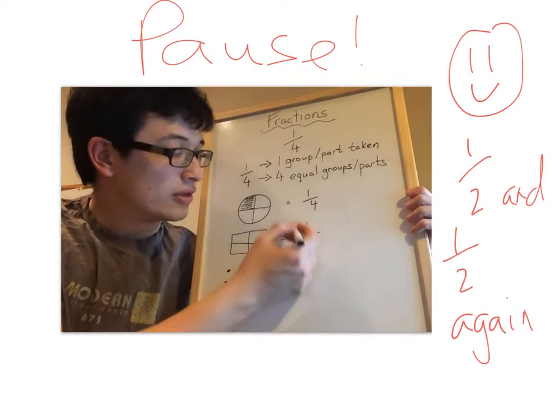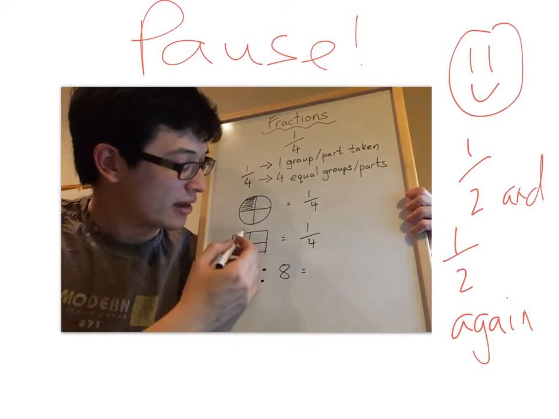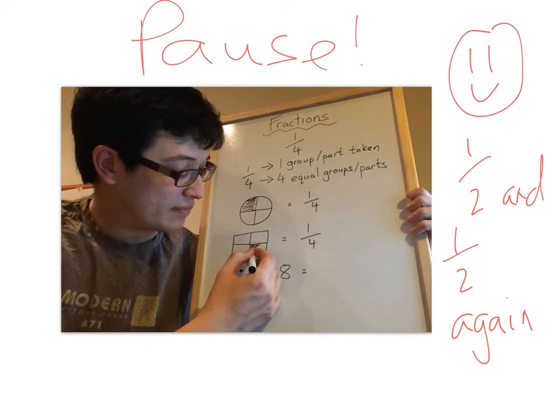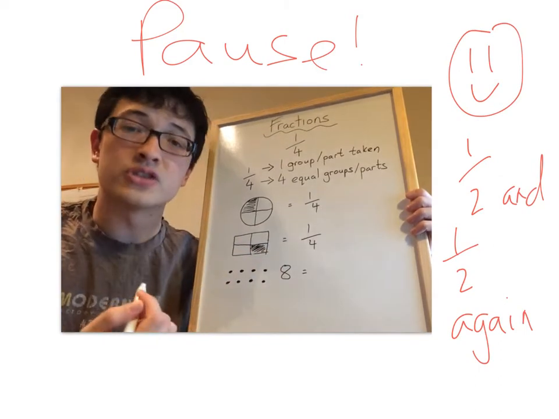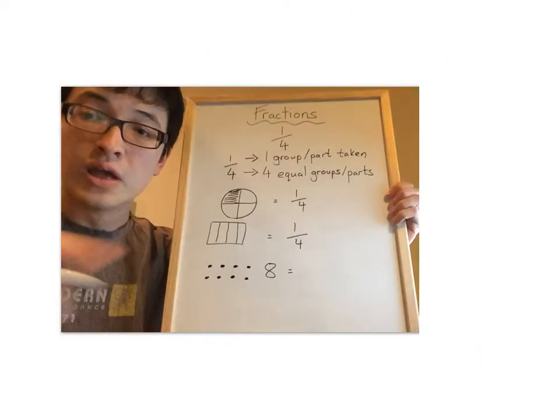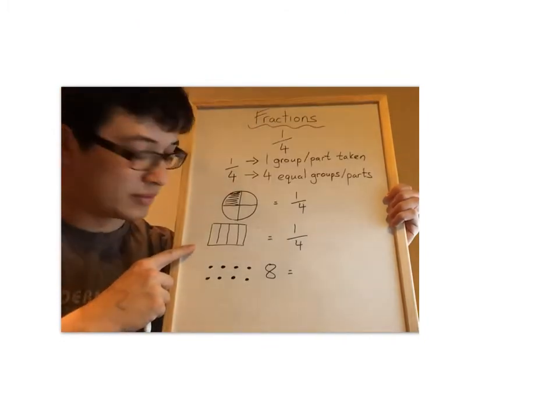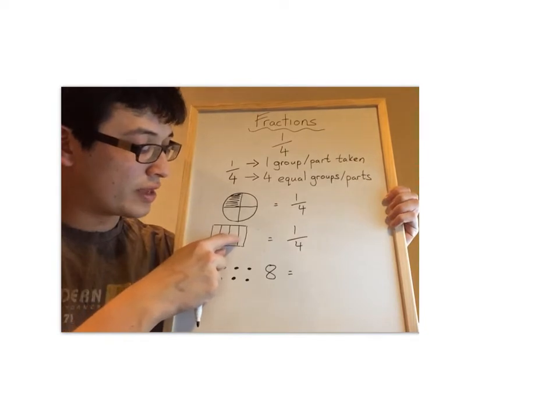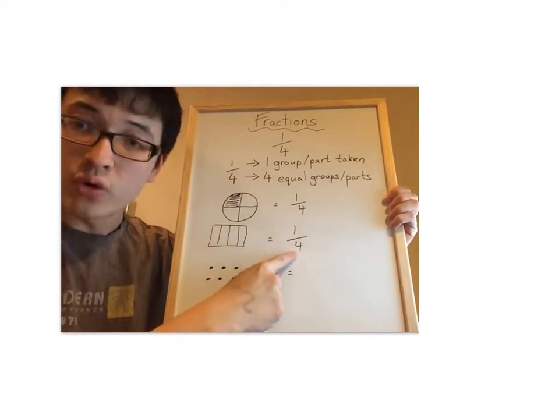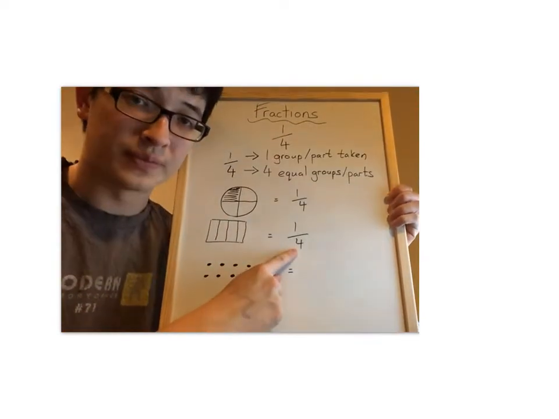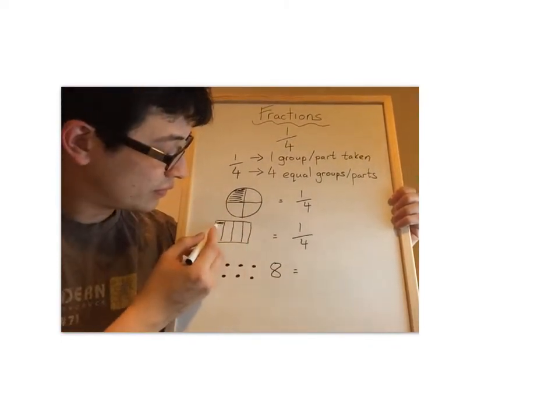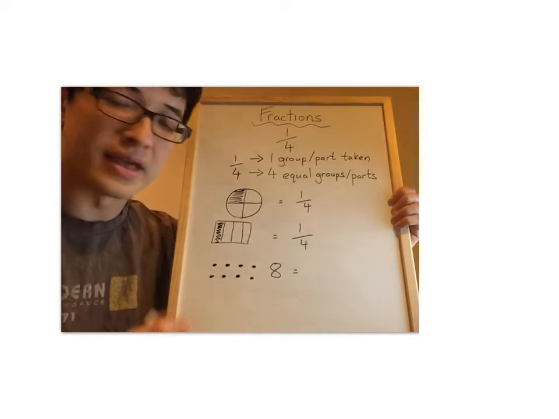Again, the numerator says we need to take one part of that. So you can take any part of that really, so I'm just going to take this part here. Okay, and that is 1 quarter. So it could also look like this, where again you can see that we've got 1, 2, 3, 4 equal groups. And again, we take one part of that 4. Okay, and that is a quarter.